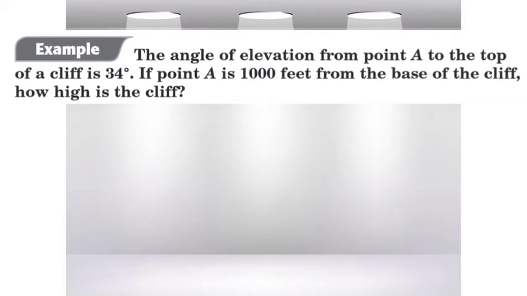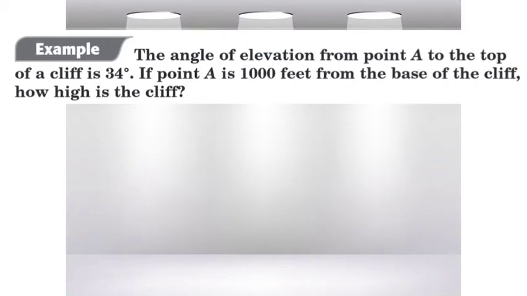So the first part, the angle of elevation, okay, so we're looking up, from point A to the top of a cliff is 34 degrees. If point A is 1,000 feet from the base of the cliff, we want to know how tall the cliff is, okay, or how big it is. So this one is actually going to be pretty straightforward. So let's just draw a picture of this and see what this would look like.